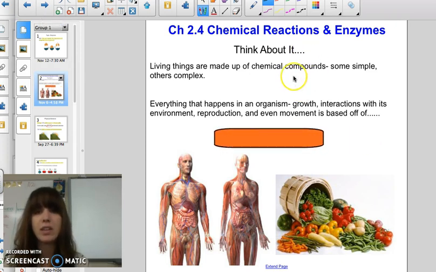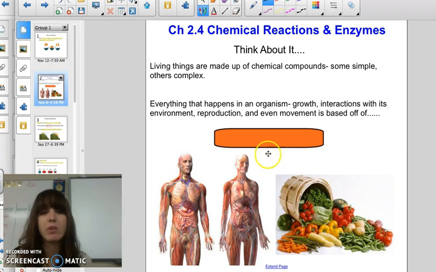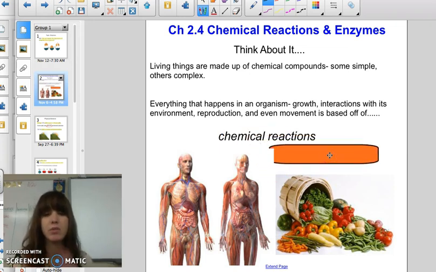So let's think about this. Living things, we're made up of chemical compounds. You might not think of yourself as chemicals, but that's essentially what we are: a bunch of different types of chemical compounds. Some of them are simple, others are more complex. Everything that happens within our body, anytime we grow, anytime we interact with our environment, even when we breathe, reproduce, and move, it's all based off of chemical reactions, these chemicals reacting with each other and within the environment.